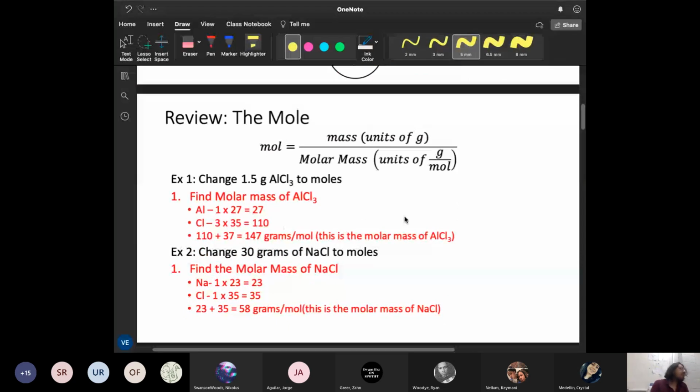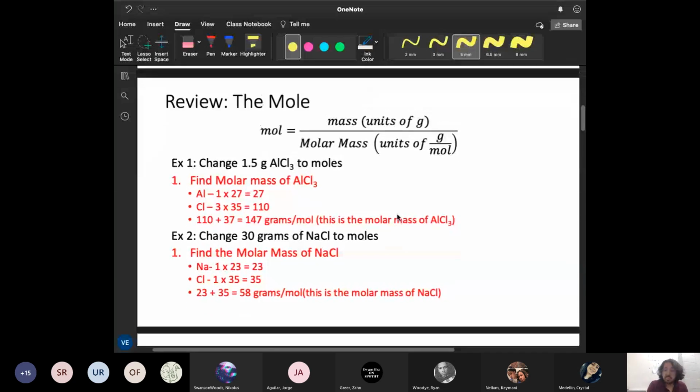So example 1 is over here. Let's say I have 1.5 grams of aluminum chloride, which is a compound, and you want to convert it to moles. So part 1 I have typed already, which is the molar mass of aluminum chloride. Part 2 I have to draw because I didn't type it out. I forgot. So what do we do here? To find the molar mass of aluminum chloride, we list out the elements, Al and Cl, right? We list out their quantities. We have 1 aluminum atom in here, and we have 3 atoms of chlorine.